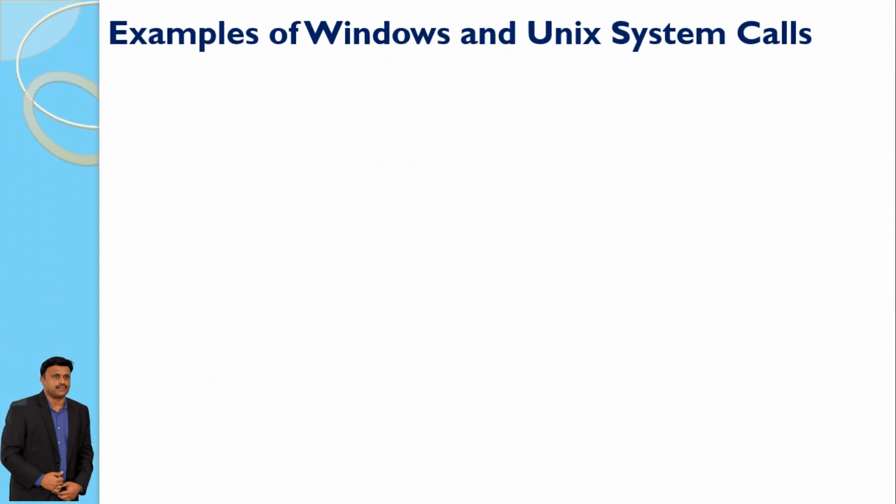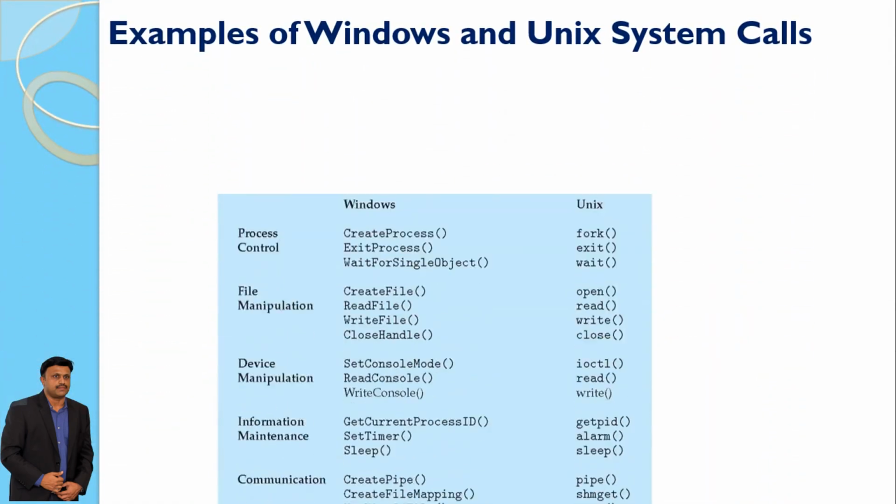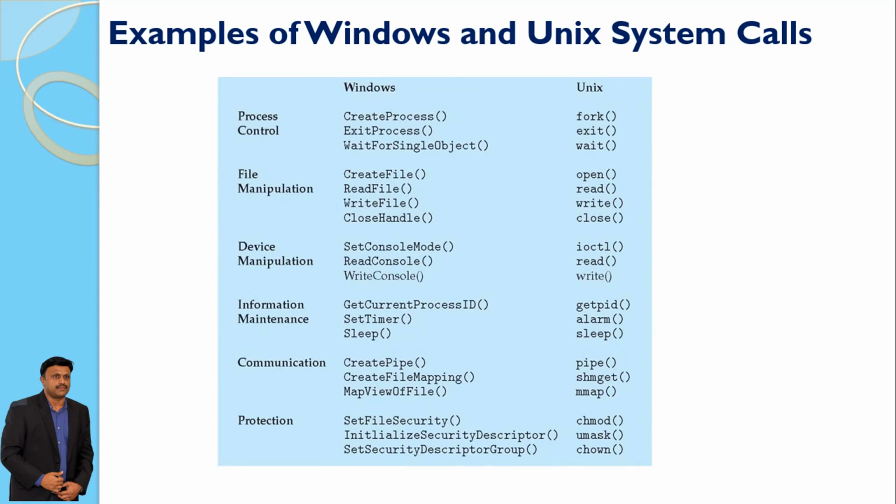Here, we see a comparison of system calls between Windows and Unix. Each operating system has its own set of calls for process control, file manipulation, device management, information maintenance, communication, and protection.